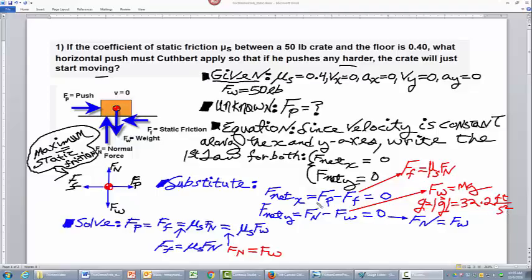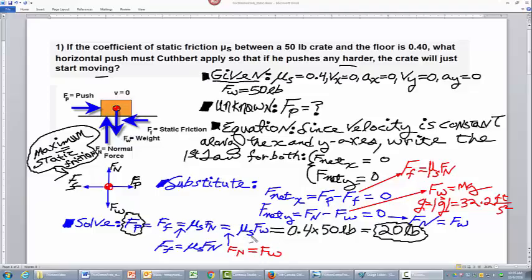So along the x-axis, we have that the pushing force F sub P minus F sub F, the frictional force, is 0. Solving for the pushing force, we have the pushing force in magnitude is F sub F. F sub F, the frictional force, is mu sub S times the normal force. So we make that substitution. The normal force by the first law along the y-axis is equal in magnitude to the weight. So we have that the pushing force is mu sub S times the weight.